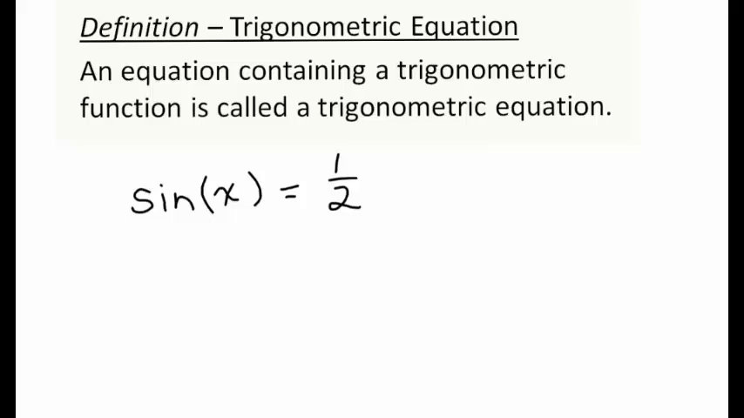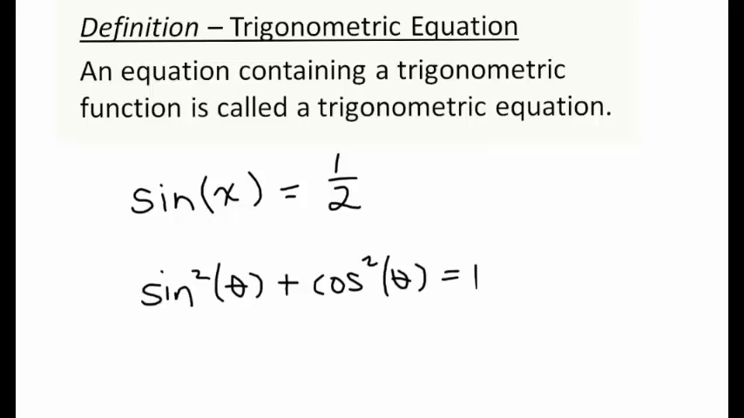We've also seen several other types of trig equations. One of the more important ones that we've used quite a bit is sine squared plus cosine squared is equal to 1. So this is an equation, and it contains both trig functions, sine and cosine, so it's going to be called a trig equation.